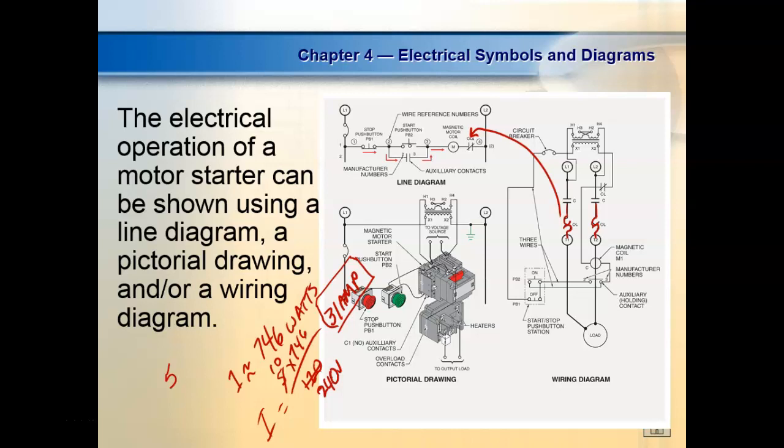Originally, on their overloads, they just put the overloads on L1 and L3, because they thought, well, if we have an overload on this phase, it will overload these two. They finally realized that they could still burn stuff up every once in a while in certain situations. So now they have an overload sensor in all three phases. That's why this got rendered obsolete, but you're still going to run into these.